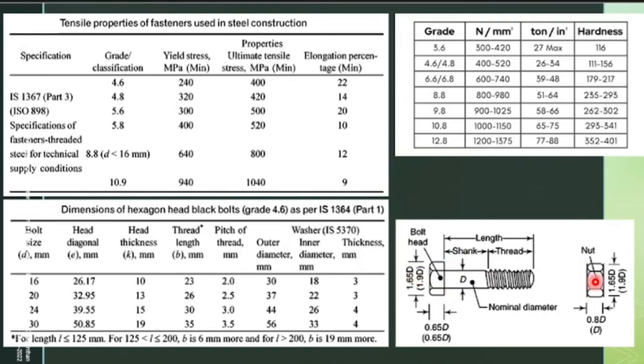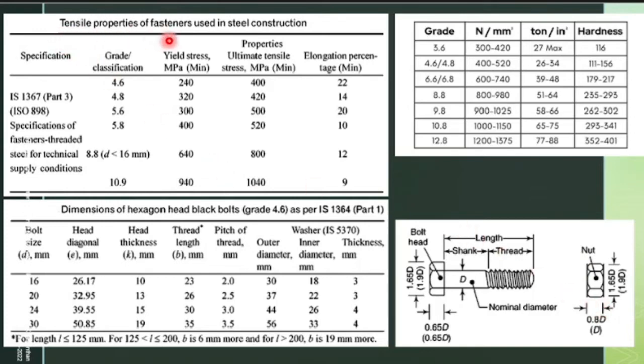Nut also has the dimensions. So, if your bolt has 0.65 times the dia, the nut will be having 0.8 times the dia. Note that whenever you see nut and bolt, nut thickness will be higher. If you compare the bolt head and the nut thickness, the nut will be much higher. So, these are the minor things which you have to know.